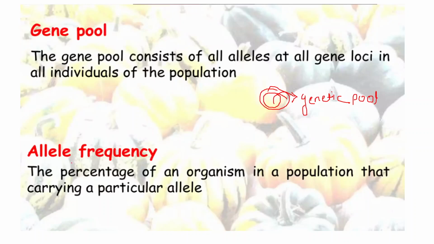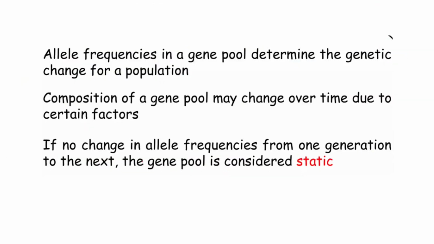Alleles are nothing but different variants, so a particular variant is present in how much amount, or what percentage, in an organism or in an individual. That is called the allelic frequency. So allelic frequency in a gene pool determines the genetic change for a population.